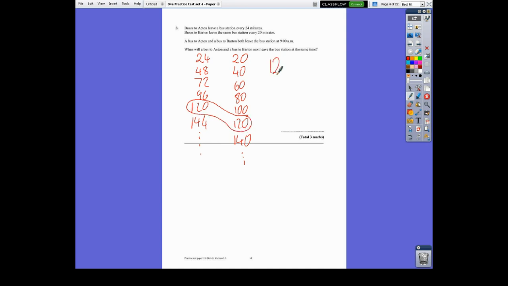Now 120 minutes is equal to 2 hours. So from 9 AM, we want to add 2 hours to that. That will get us to 11 AM.